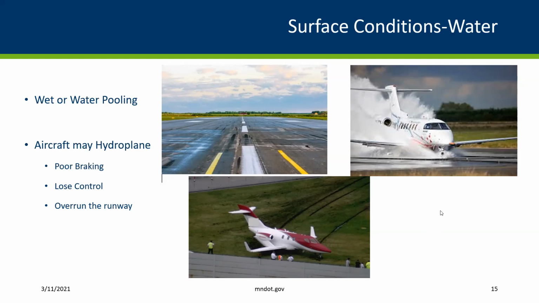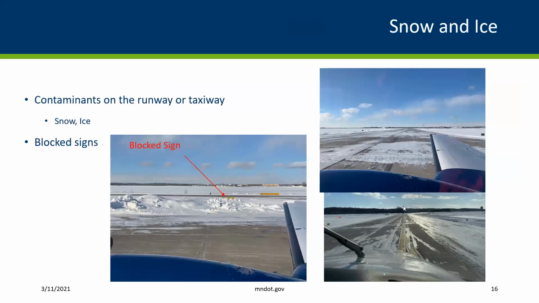So reporting those surface conditions, even wet, really helps us out in determining, can we safely use your runway today? Other contaminants that might be on the runway would be snow and ice. Again, especially here in Minnesota, we deal with this all winter long, and it's going to be there. So we're just asking you to let us know how much is there. We'll get into that with the chart here shortly.